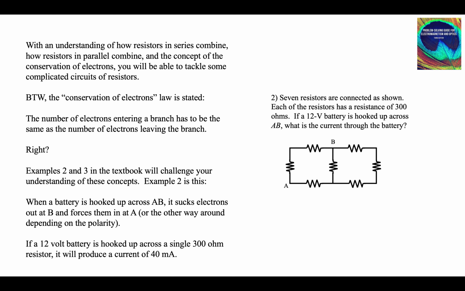There's the figure. Battery is hooked up across AB. The battery pulls electrons out at B and forces them in at A, and they go around the circuit and come out at B, and the battery puts them back in at A. Each resistor is 300 ohms. If I hook up a battery here, how much current does it get?